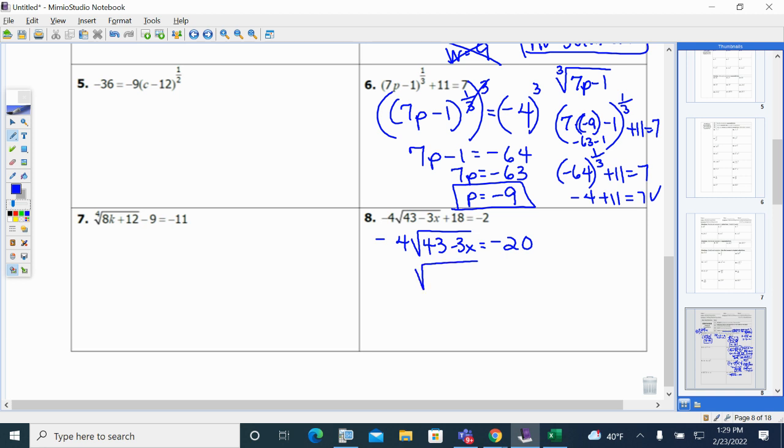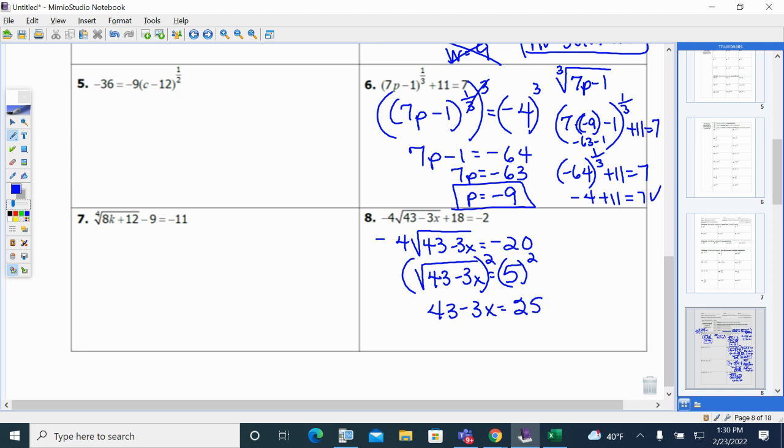So the radical hasn't changed yet. And then negative 20 divided by negative 4 is a positive 5. And then at this point, once you get the radical by itself, you're going to raise both sides to the power of the index. The understood index is 2. So we're going to square both sides. And I get 43 minus 3x is equal to 25.